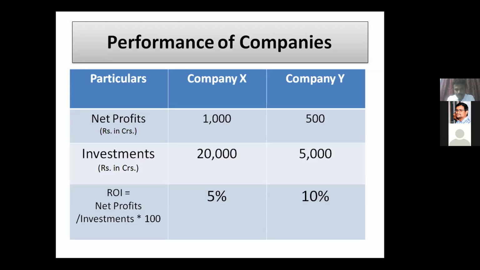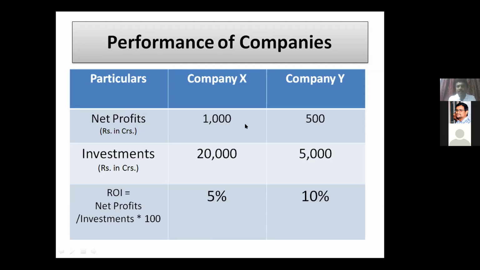Nivedita says Y, Umashri says Y. Okay. It is as simple as that. If you invest 100 rupees in company X for 1 year, for that 100 rupees of investment, you would get 5 rupees return. If the same 100 rupees you invest in company Y, you would get 10 rupees of return. So obviously, higher the rate of return, better the performance is. So company Y would be more preferable as far as the investment is concerned, as far as the performance is concerned. So we may say company Y has performed better.